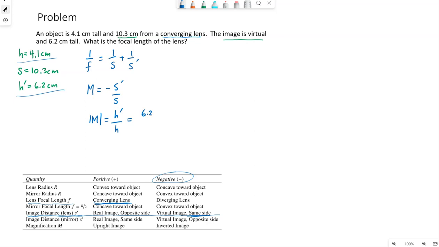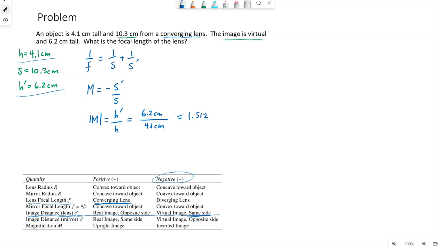So our image is 6.2 centimeters tall. Our object is 4.1 centimeters tall. So our magnification, 6.2 divided by 4.1, 1.512 is our magnification, and this is the absolute value of it.